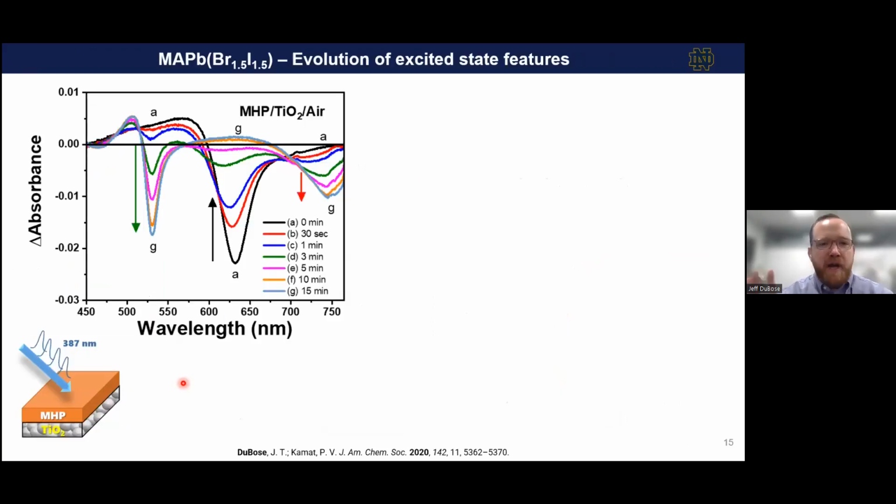Okay, so with that, let's look back at the data. We have our mixed halide perovskite, methylammonium lead bromide iodide 50-50 on TiO2, our electron transporting layer, and exposed to air, since that was what we initially saw these changes. And the black trace here is the initial excited state absorption feature at 0 minutes of laser excitation. And over the time course of about 15 minutes, we see something interesting.